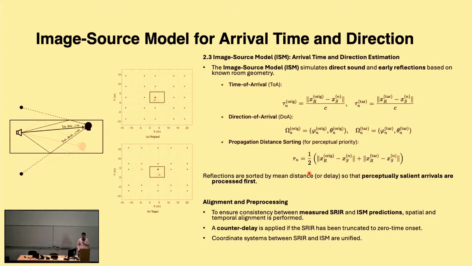After we got the virtual source, we can get the arriving time of this reflection, the direction of this reflection, also the amplitude, which relates to the distance of the source. After we got this, we can manipulate the arrival.